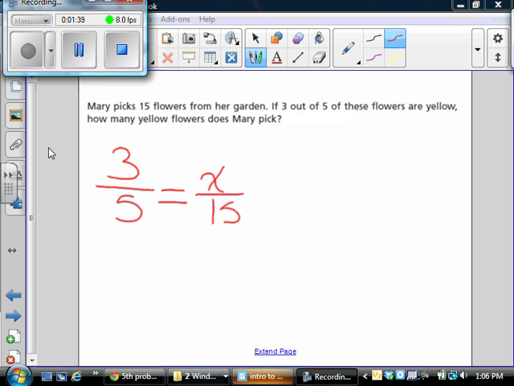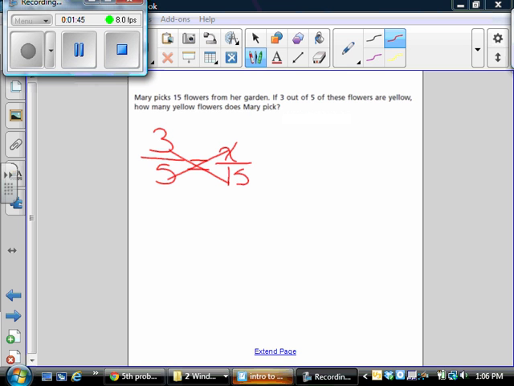I would cross multiply 3 times 15 and x times 5, which will give us 5x is equal to 3 times 15. And then I would divide both sides by 5 because we're trying to get x by ourselves.